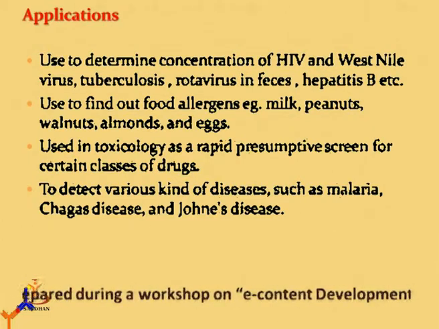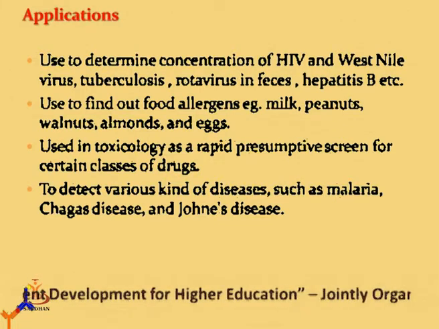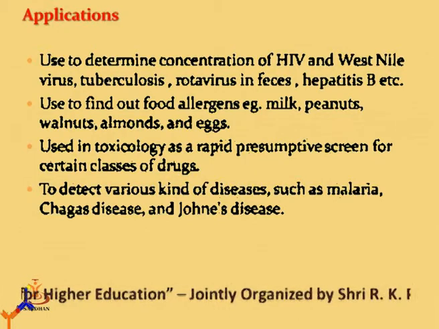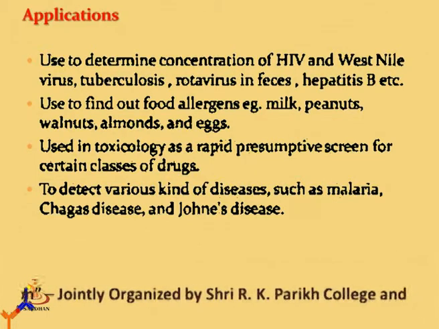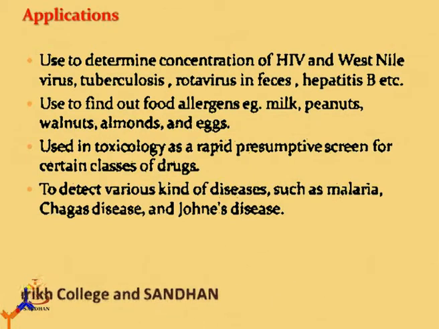It is used to determine the concentration of HIV, West Nile virus, tuberculosis, rotaviruses in feces, hepatitis viruses, and others. It is also used to find out food allergens, for example milk, peanut, walnut, almonds, and eggs. It is also used in toxicology as a rapid presumptive screen for certain classes of drugs. To detect various kinds of diseases such as malaria and Lyme disease, we can use the ELISA technique.